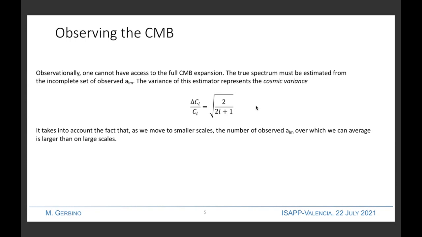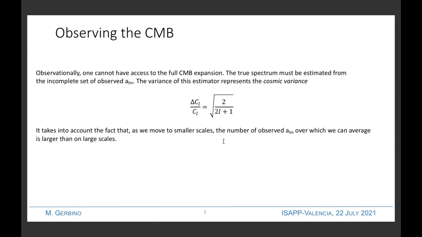Of course, this disagreement between what we predict and what we instead can observe because of observational limitation introduces a source of error that is called the cosmic variance and is reported in this expression here in this slide.